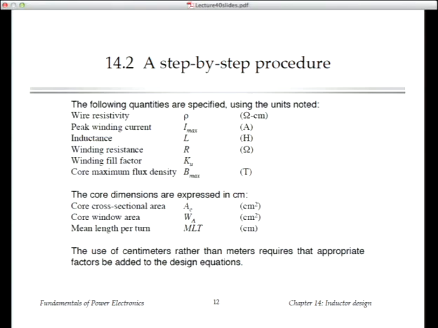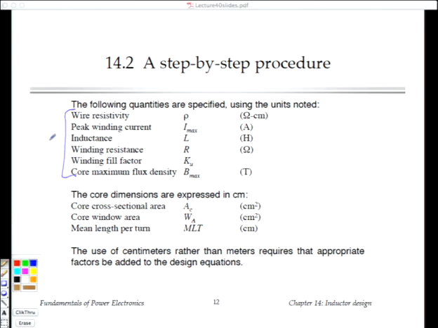So here's the step-by-step procedure that will get you going next semester in the lab. What you have to do is first figure out all of these things. These are specifications for our procedure. Wire resistivity, that's probably the resistivity of copper. You have to figure out what is your peak current and how much inductance you want, how much resistance you're going to allow. You have to estimate what the fill factor is going to be, like 1/2, say, and you have to decide on a maximum flux density that you will operate at when the current equals I max.